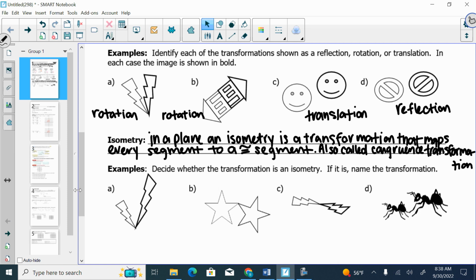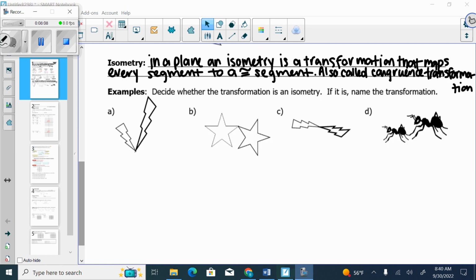So on these four examples, you're going to look at them each and decide if they are showing isometry. If they are, write the word isometry beside them. And then, if it is, you're going to name what transformation it is showing as well. So you'll name isometry, and then you're also going to tell me which type of these from up above it is.